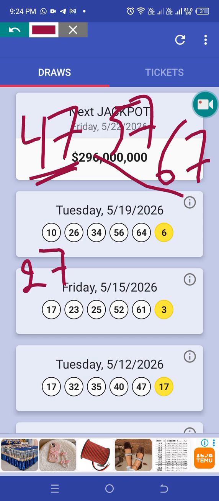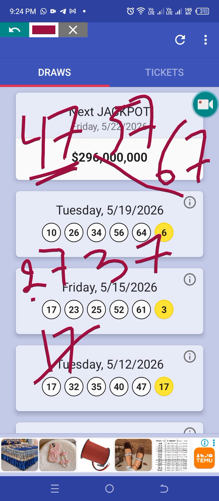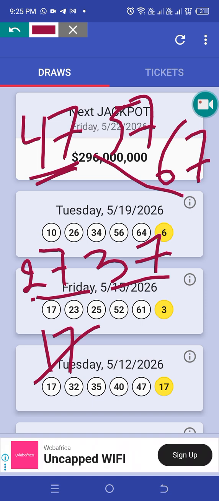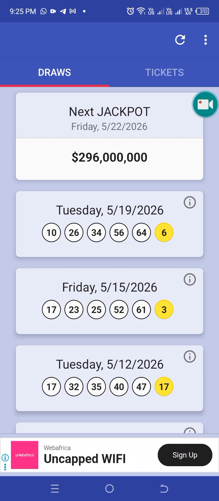27, 37, and 17, which already dropped. So we're going to focus on these numbers, 27, 37, 57, 67. Those are the numbers coming from the family of 7. So guys, this is 47 and 51, giving us those numbers, the family of 1 and the family of 7 playing Mega Million. All right, so let's move up.